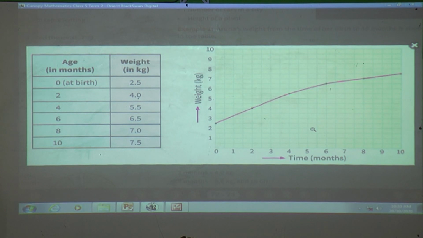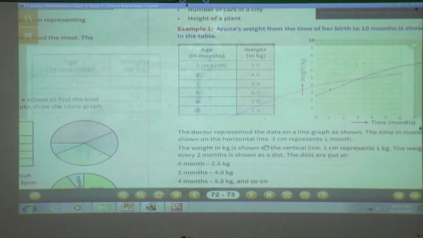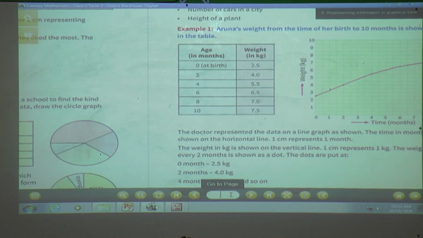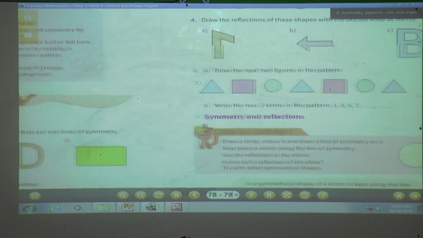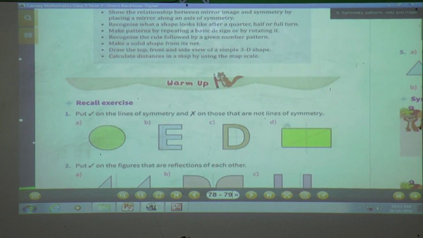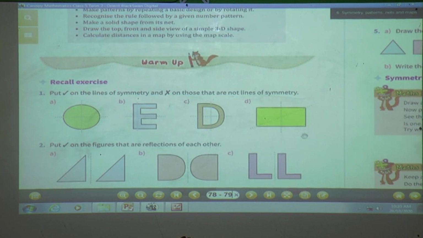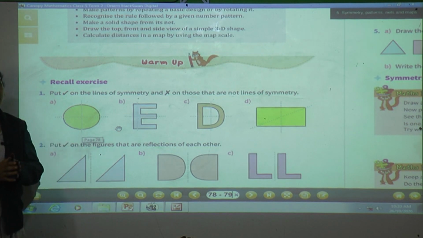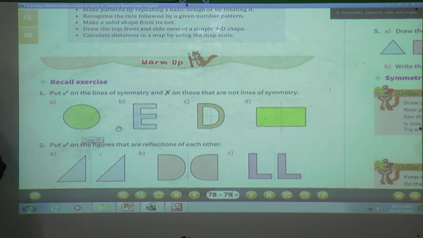Here, students, now next page, page number 78. Symmetry, patterns, nets and maps. Students, here are some figures. As you know what is meant by symmetry. Yes, when we fold the figure, if you get two equal parts, that is called the line of symmetry.